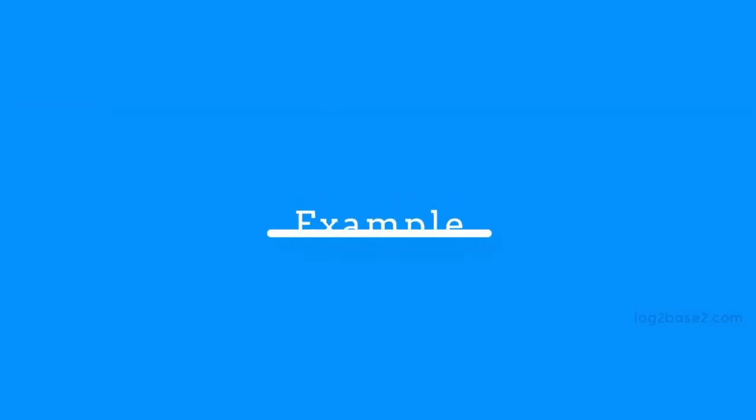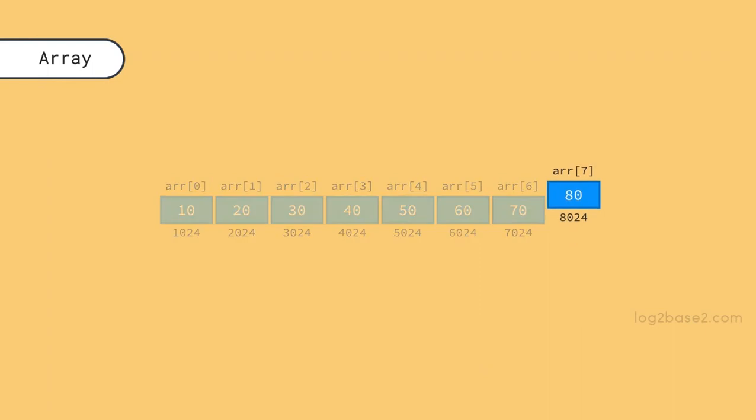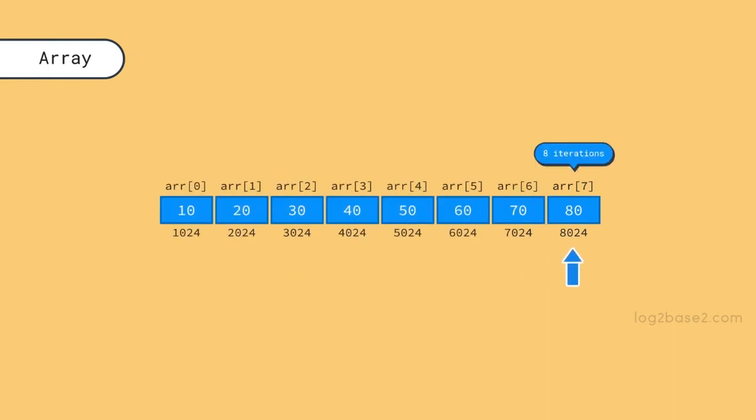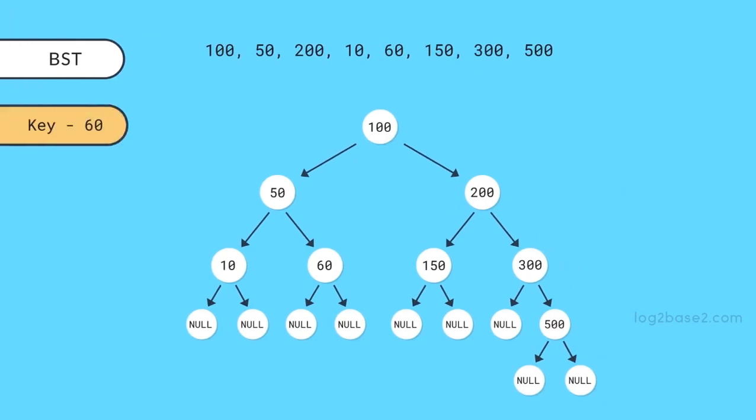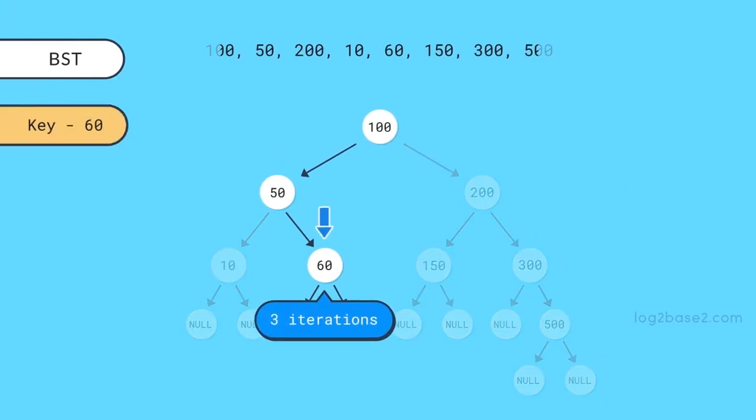Now consider the array. We have 8 elements. So in worst case, 8 iterations are needed. And same thing happens for linked list also. 8 iterations are needed for 8 nodes. But in BST, in same case, it requires 3 iterations only. And this is why binary search tree is widely used for searching and retrieval purposes.